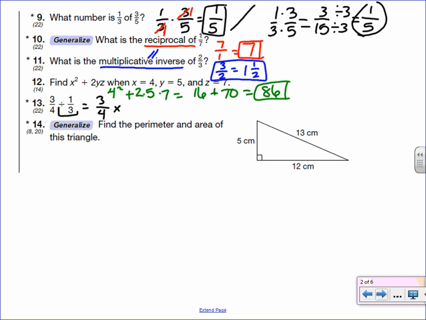Well, the reciprocal of 1/3 is flipped over, so it would be 3 over 1. So 3/4 divided by 1/3 is the same thing as 3/4 times 3 over 1. So again, when I'm multiplying, I just multiply straight across. 3 times 3 is 9, 4 times 1 is 4, and then that would be 4 goes into 9 twice, and I have 1/4 left over.